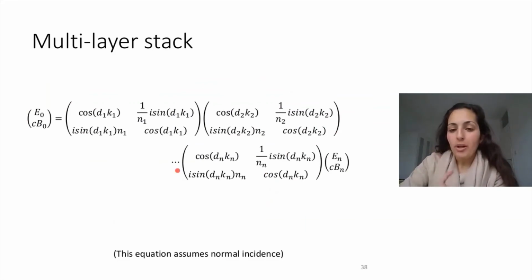And what's so convenient about this is that if we have a multi-layer stack, we can just add matrices to it. Each layer in our stack will correspond to an additional matrix where, again, the parameter that goes in is mainly the refractive index. That's of course the important characterizing optical parameter of a certain material. And so that's very convenient. We can just add matrix by matrix for each of the layers that we have in our stack.